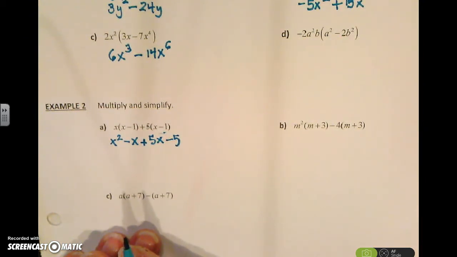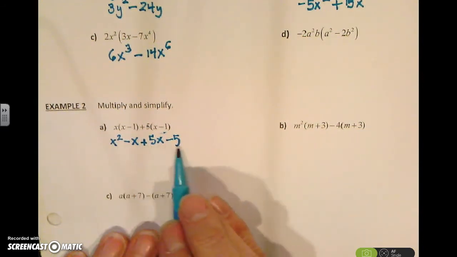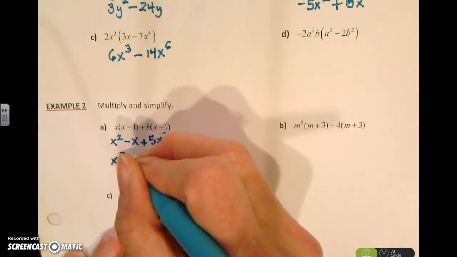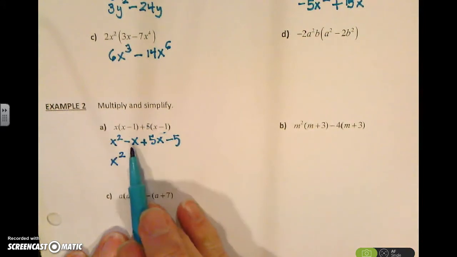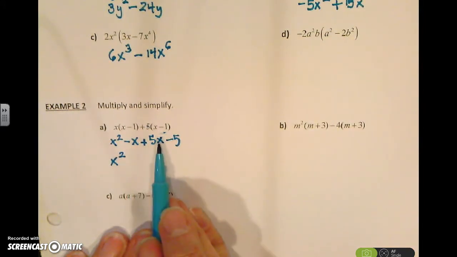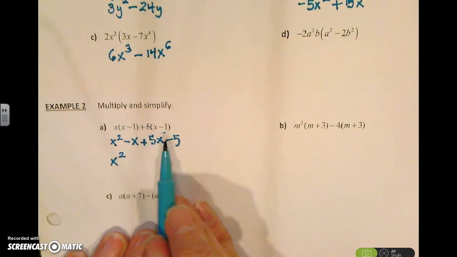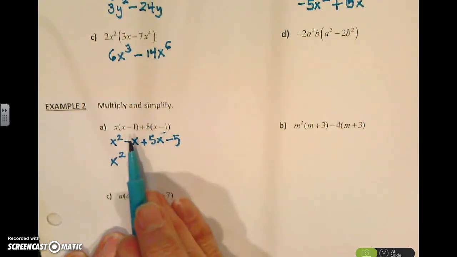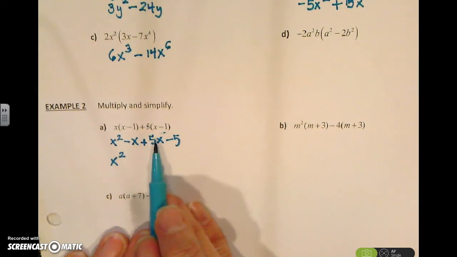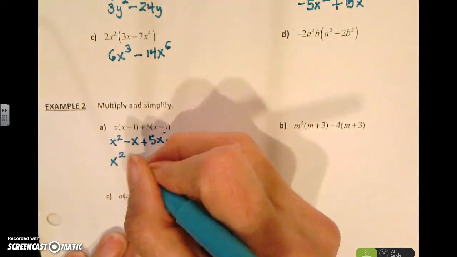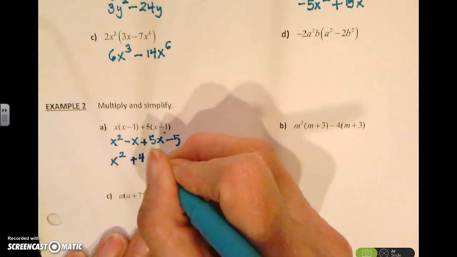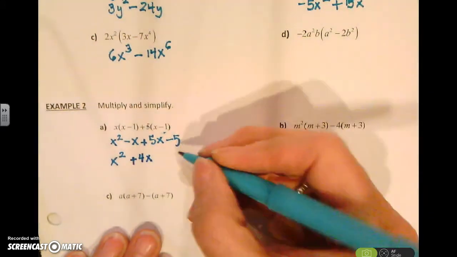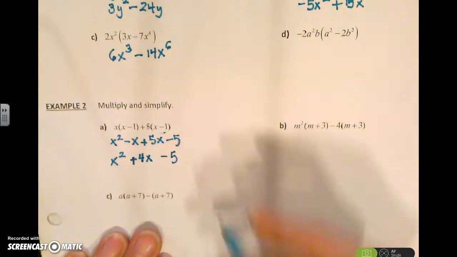Now once I do that, I need to combine like terms. So the x squared doesn't have another one like it, so x squared. But now I have a negative 5x and a positive 5x. They're like terms because they both have the same variables. And so I'm going to add a negative 1 plus 5, add those coefficients, and get a positive 4x. And then the minus 5 at the end.